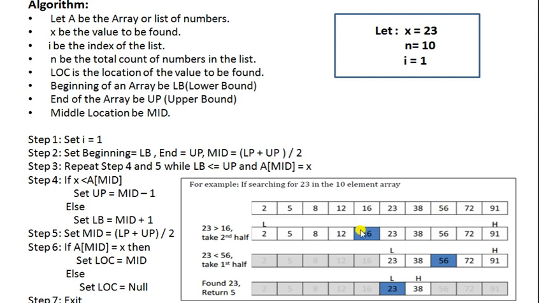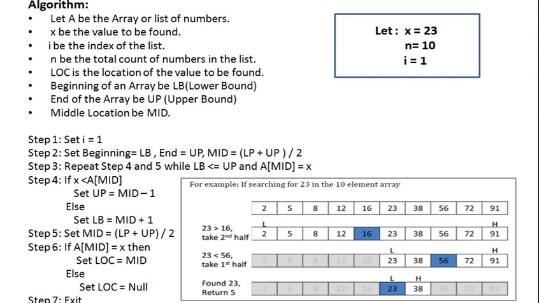Step 3, we compare. If the lower bound is less than or equal to the upper bound and the A of mid equals X. That is, we are checking if we have reached the end of the array and also if we have got the mid as our element. Go to step 4. Here the comparison is done.